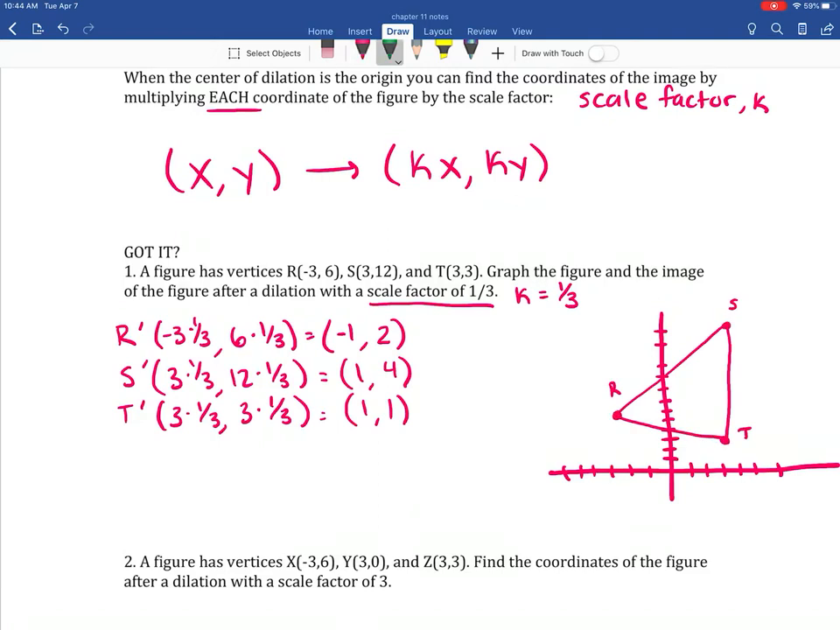Now let's graph these in green. -1, 2, 1, 4, and 1, 1. And just like I predicted, my triangle stayed the same shape, but it got way smaller.